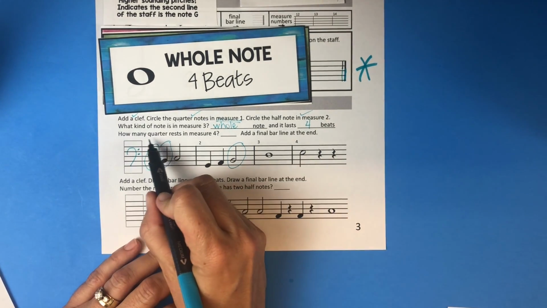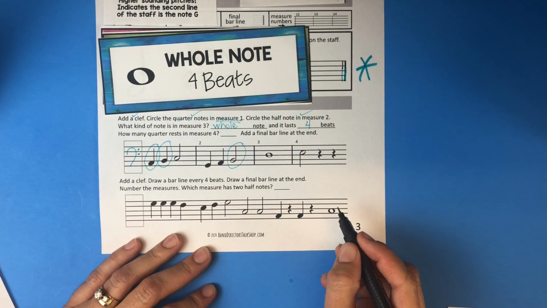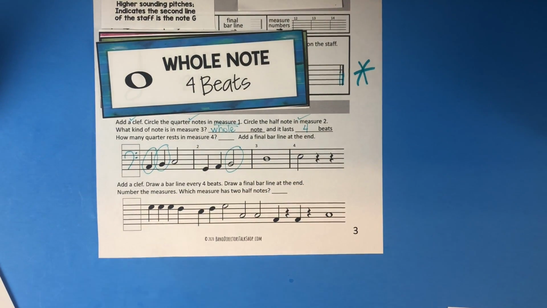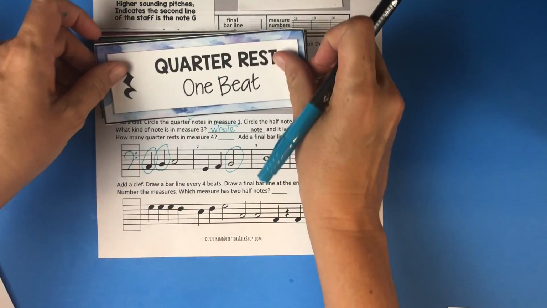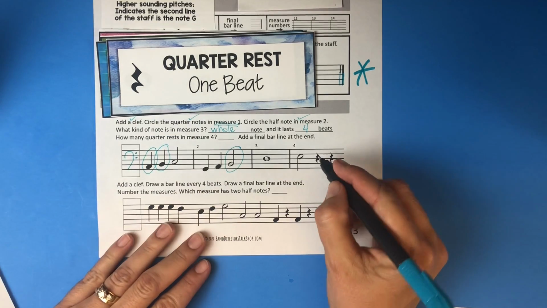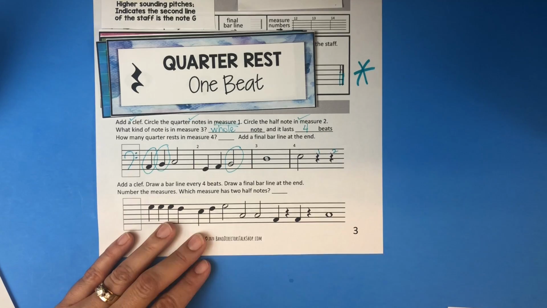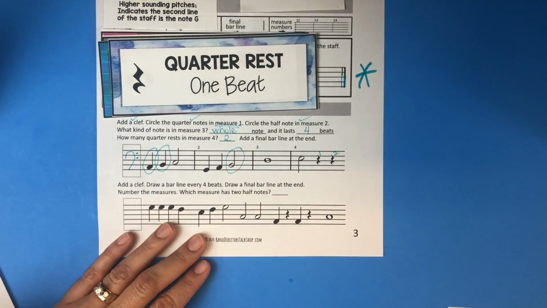Okay. All right. How many quarter rests in measure 4? So you're going to count, this is not a quarter rest, right? That's a half note. The quarter rests are the ones that kind of look like a Z with a C under it. So it's this and this. So we have 1 here, 2 total. So you're going to write a 2 right there.